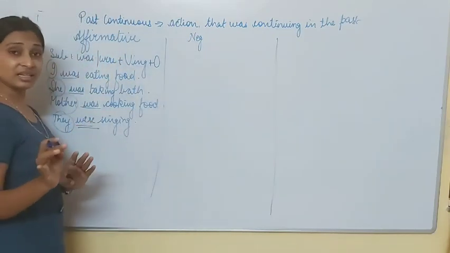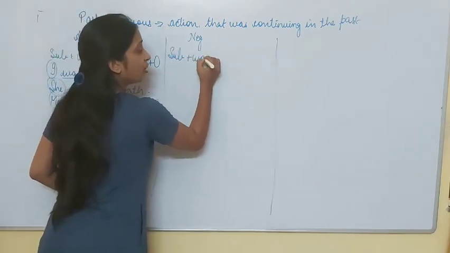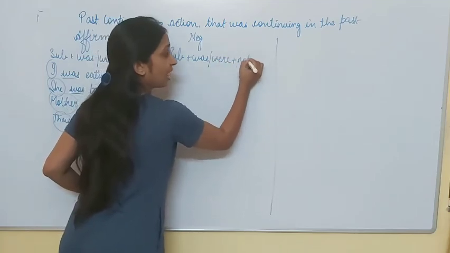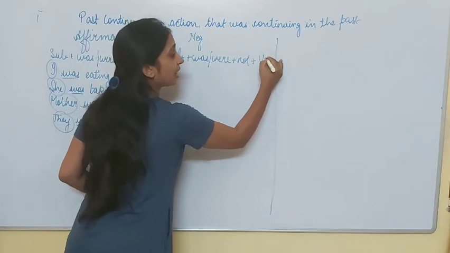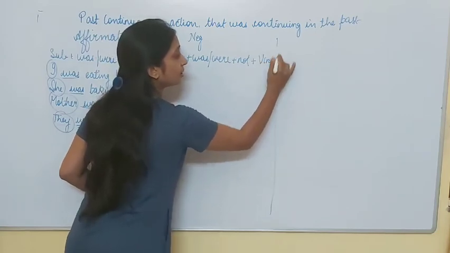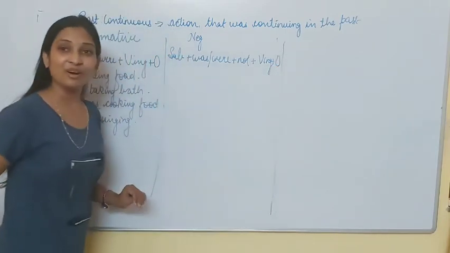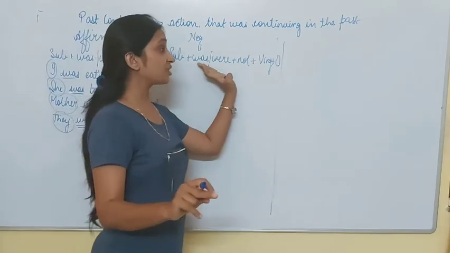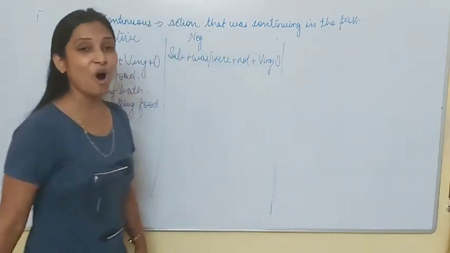What is the sentence structure? Subject plus was, were plus not. As it is a negative sentence, we are going to put not. Then verb's ing form plus object. Alright, so here the sentence structure is subject plus was, were plus not plus verb's ing form plus object.